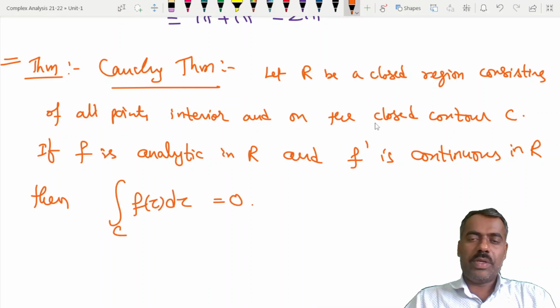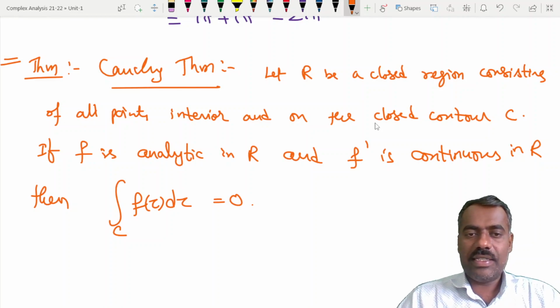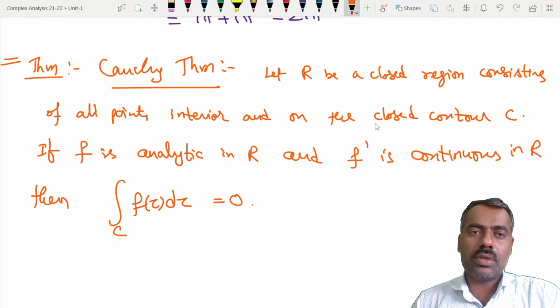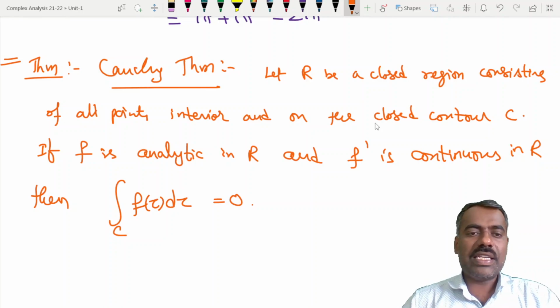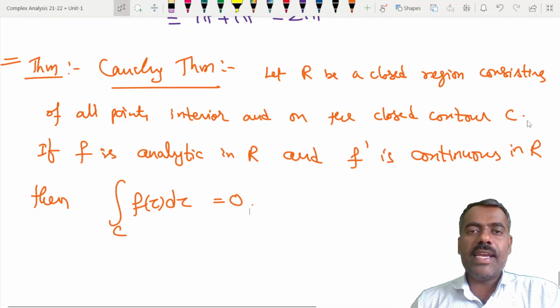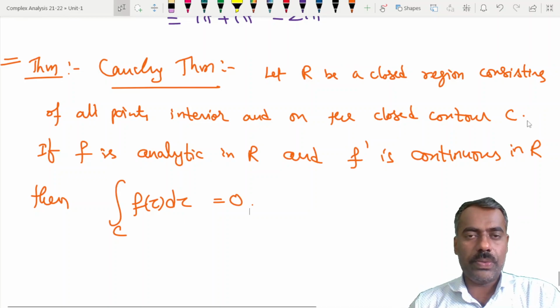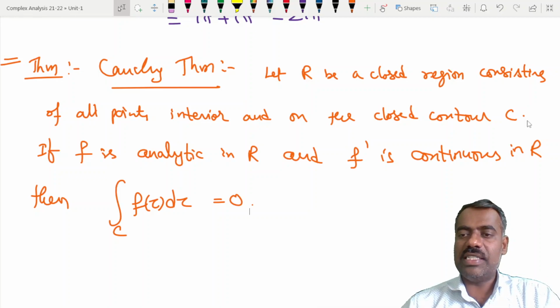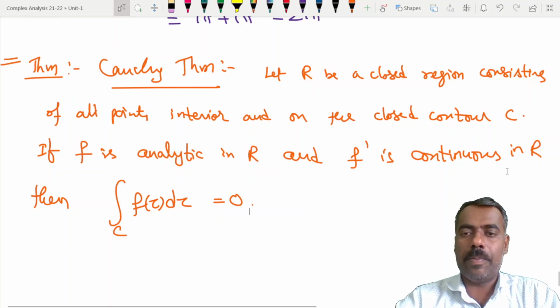Of course, one may see what this is. Later, we will see that this is due to the Cauchy theorem, which says that if f is analytic in R, where R is a closed region containing the interior and points of C, then the integration of f(z) dz is equal to 0. That means this condition that f' is continuous is not required. That one can drop.